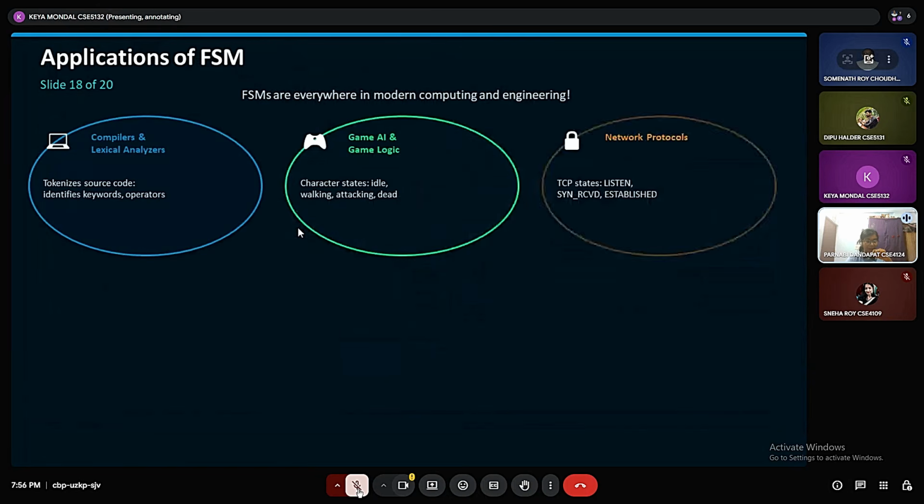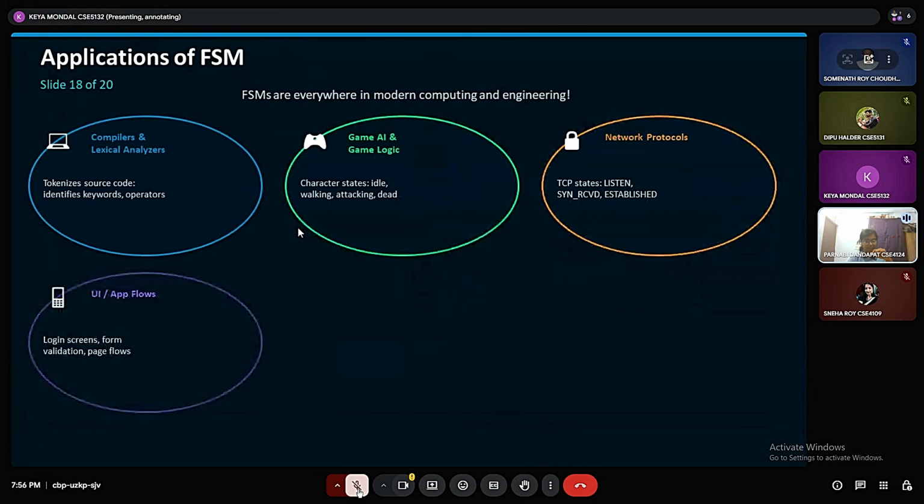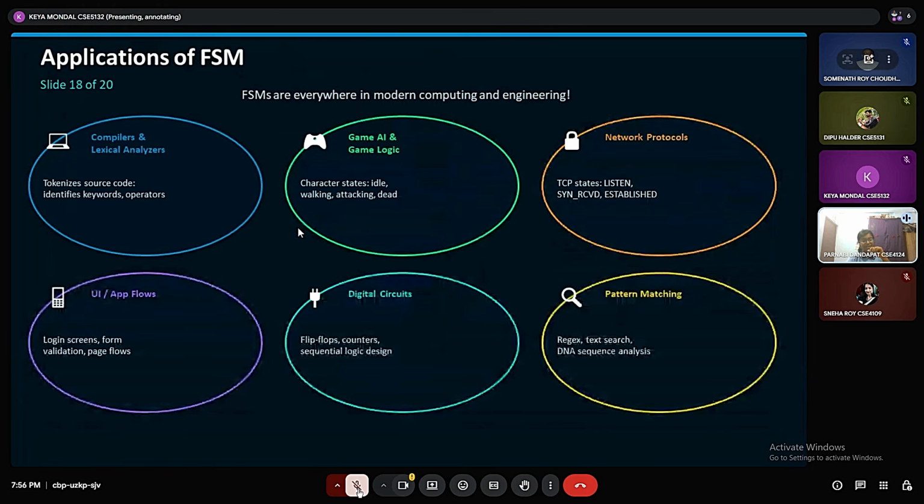Here we learn applications of FSM. Finite state machines are used in many real-life applications. In compilers, they are used in lexical analysis to identify tokens. In game development, they control character behavior like walking, attacking, or dead. In networks, they are used in protocols like TCP states. In UI design, they manage page flow and form validation.